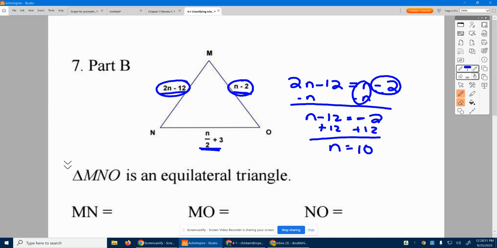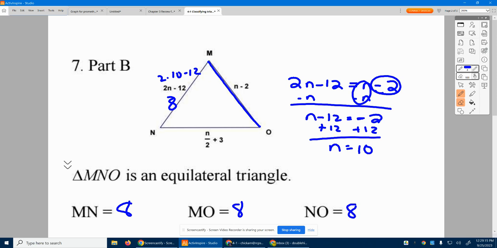We now have n's value. We can go back here and plug it in to get the values. 2 times 10 minus 12. 20 minus 12, what's 20 minus 12? 20 minus 12 is 8. So MN is 8. What about MO? MO right here. Well, that's easy enough. 10 minus 2, 8.